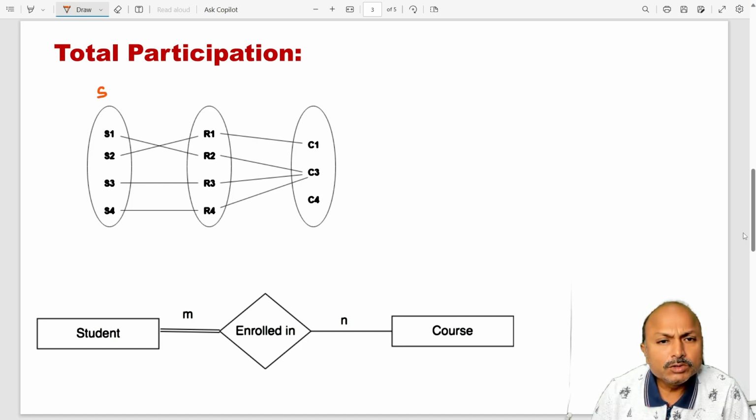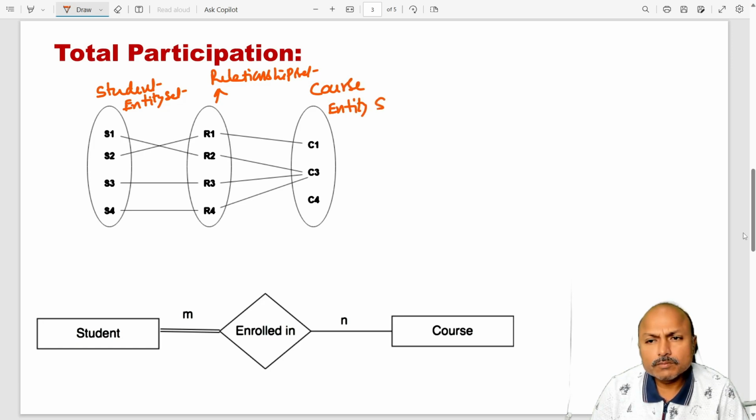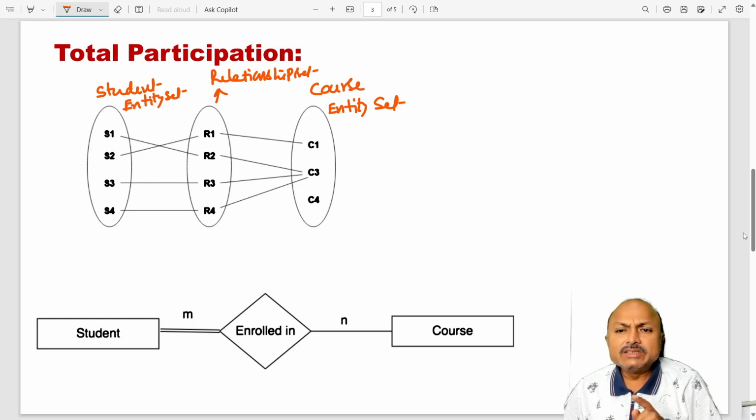Here we have the student entity set. R1, R2, R3, R4 are the relationship set, whereas S1, S2, S3, S4 are the student set, and the last one is the course entity set. Here you can see in the student entity set we have 4 students, S1, S2, S3, S4, and in the course entity set we have 3 courses, C1, C3, C4, and the student entity set and course entity set are connected with the relationship set. It contains R1, R2, R3, R4.